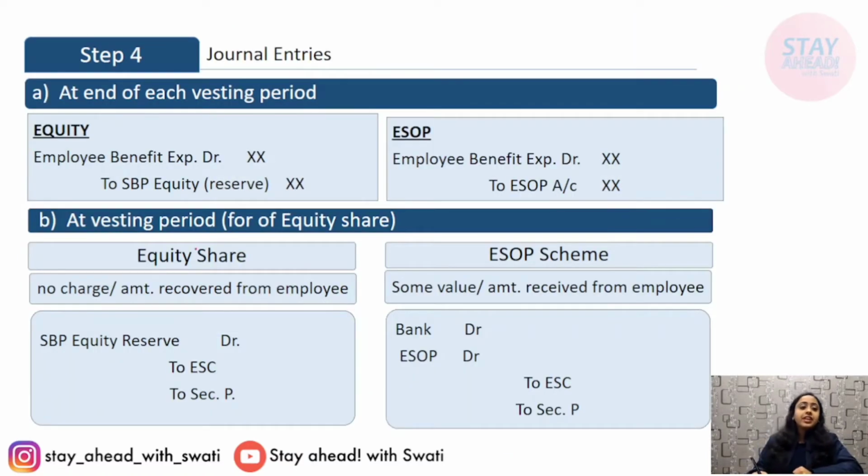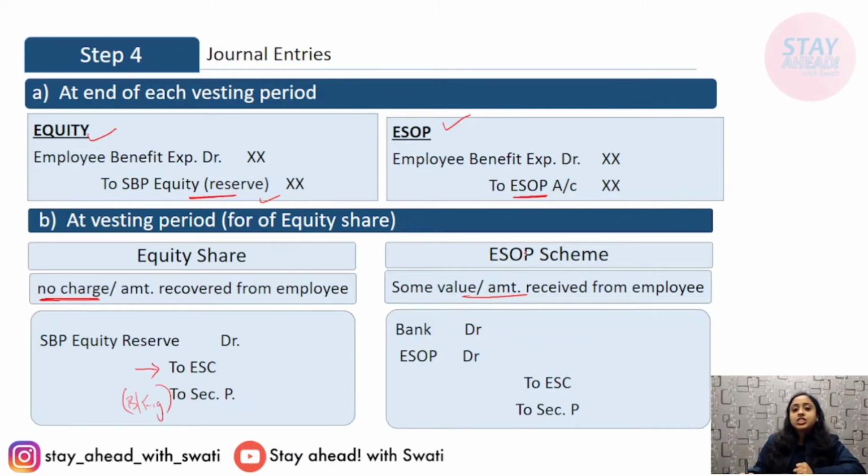Next comes the journal entry. When it comes to equity, you do not charge any amount from the employee. Whereas if we talk about ESOP, there is some amount charged from the employee, like the exercise price. Here the entry will be employee benefit expense to share based payment equity reserve, whereas here it will be employee benefit expense to ESOP. Then finally at vesting, the share based payment equity reserve, which was credited over here, will be debited, and equity shares will be allotted. The difference amount will be taken to securities premium.